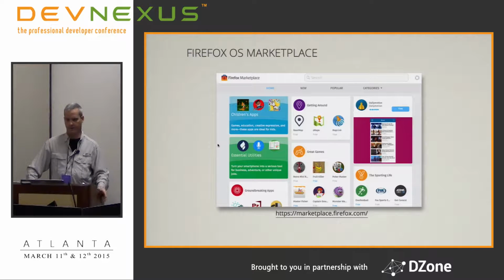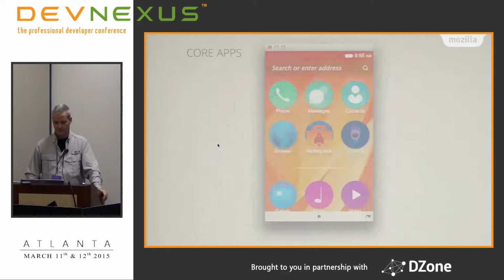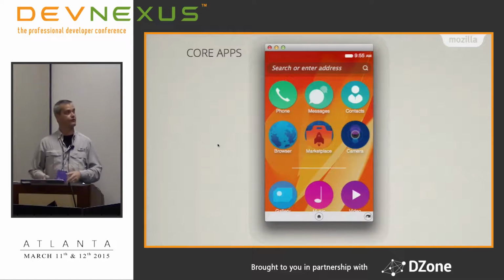You can create your own marketplace. We do have apps you can purchase through here, but a lot of them are free too. Also, we'll talk about payments in a minute, but we also support in-app payments as well. So that's the marketplace. I'll give you some examples of some of the apps that are on Firefox OS.